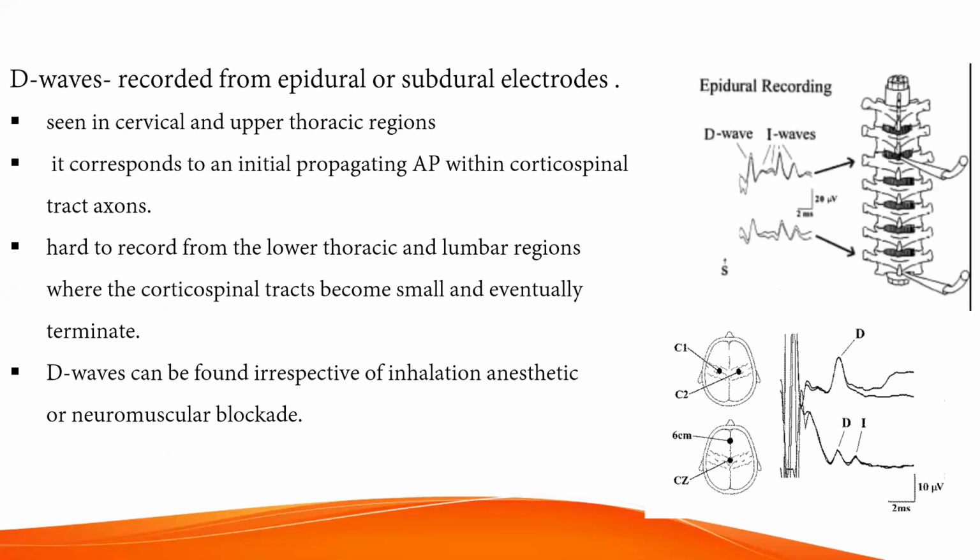The D waves are recorded from epidural or subdural electrodes when stimulated proximally, and it is recorded distally. The first waveform is called the D wave, and the subsequent waveform is called the I wave. It is mainly used in upper thoracic and cervical level surgeries, and it corresponds to the initial propagation of action potential within the corticospinal tract. It is hard to record from the lower thoracic and lumbar region, where the corticospinal tracts become small and eventually terminate. And D waves could be found irrespective of inhalation agents or neuromuscular blockade.